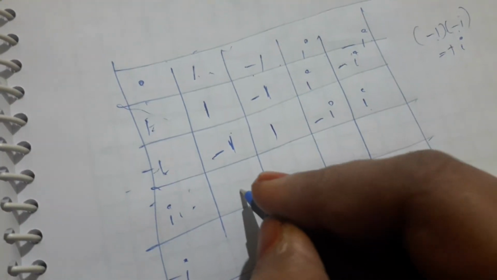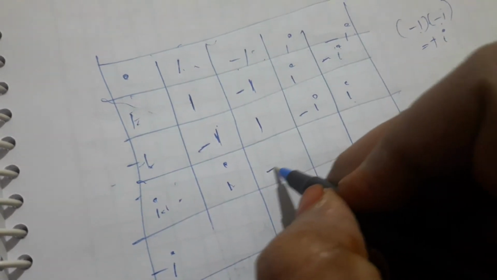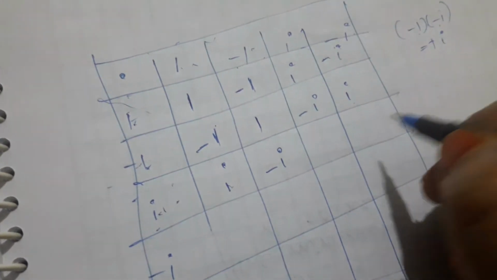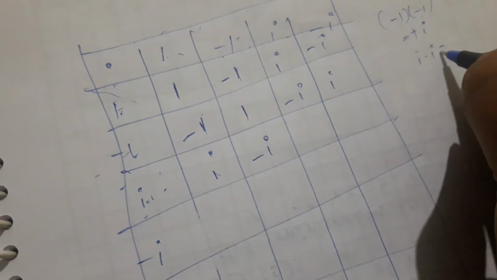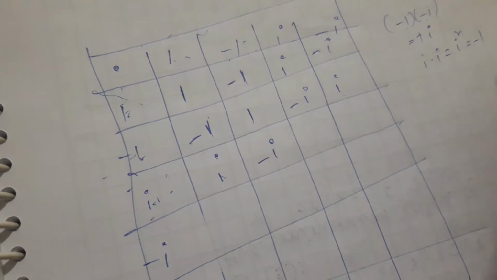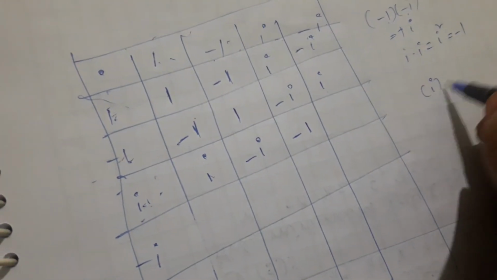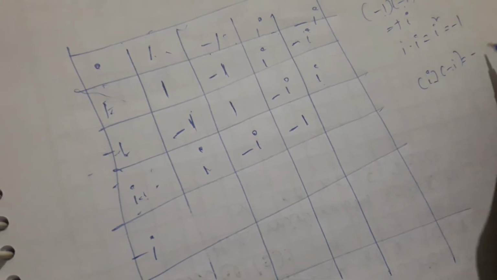Next, coming to i. i dot 1 is equal to i. i dot minus 1 is equal to minus i. i dot i is equal to i square, and i square is equal to minus 1. Next, i dot minus i is equal to minus into plus is minus, into i square. Here i square can be written as minus 1. Minus into minus is plus, so we get 1.